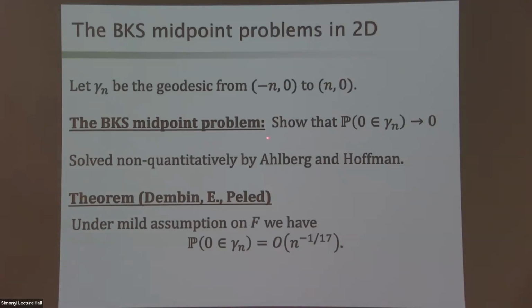Okay, so by the way, there is nothing special here about the midpoint. Like any vertex, as long as it's not too close to the endpoints of the geodesic, you expect the probability to pass through to tend to 0.